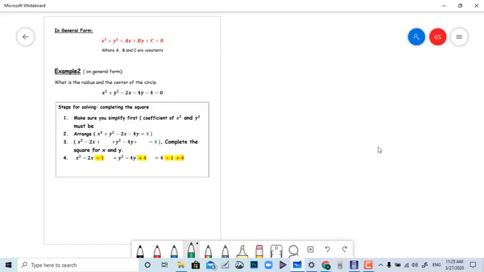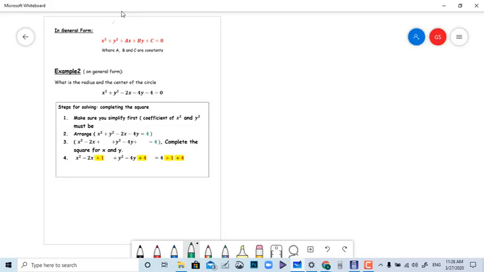Okay. Now we're going to finish talking about the second kind of equations to write. The second type is called the general form. The general form, or sometimes we can call it the expanded form. How are we going to deal with equations written in that way?